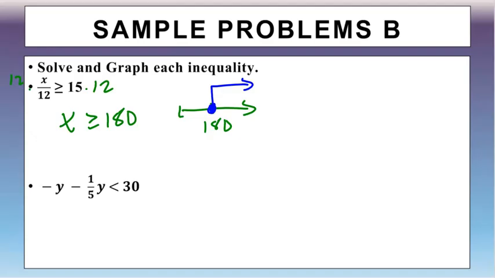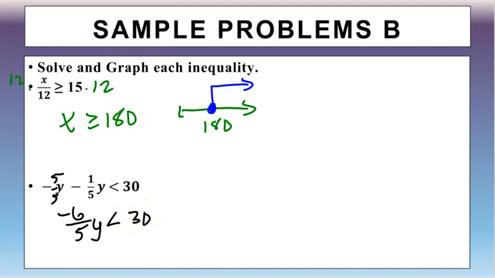Next, I want to combine like terms here. So negative 1y minus 1/5 y. This is really saying negative 5/5 y, because 5 divided by 5 is 1, times negative 1 is negative 1. So negative 5/5 minus 1/5 is negative 6/5 y is less than 30.